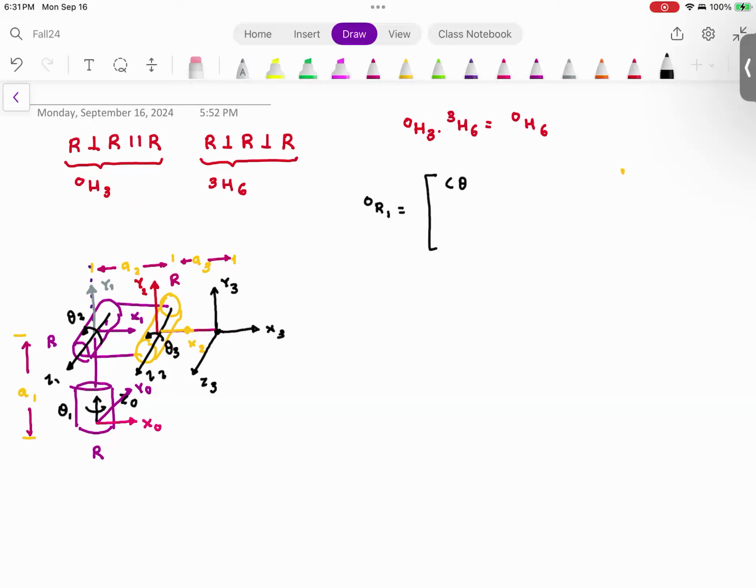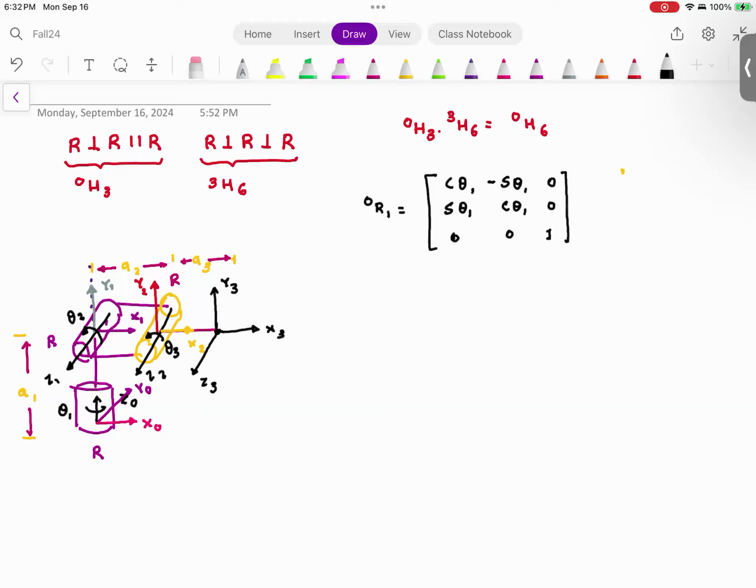So again, you have Z0, Z1 and Z2. Theta 1 is about Z0. Theta 2 is about Z1. Please note, curl your fingers in the direction of rotation and the rotation is positive. So these are all positive values. So you have cosine theta 1, minus sine theta 1, 0, sine theta 1, cosine theta 1, 0, 0, 0, 1.